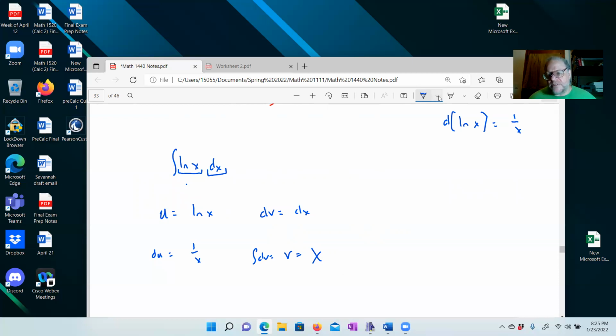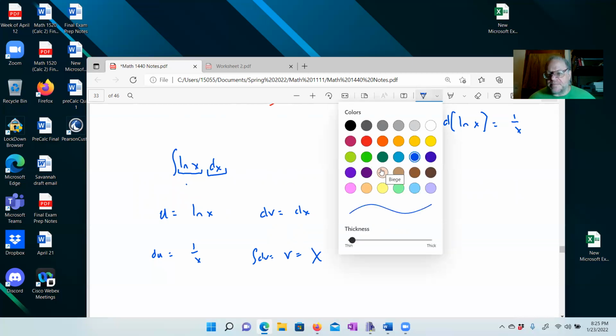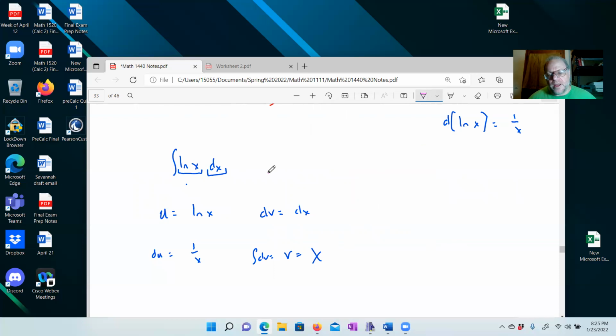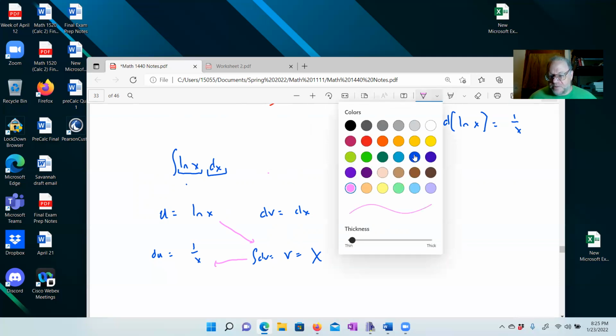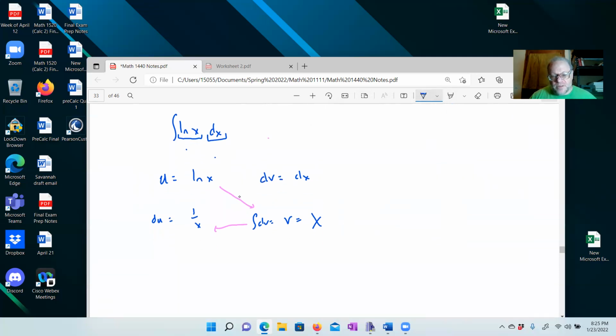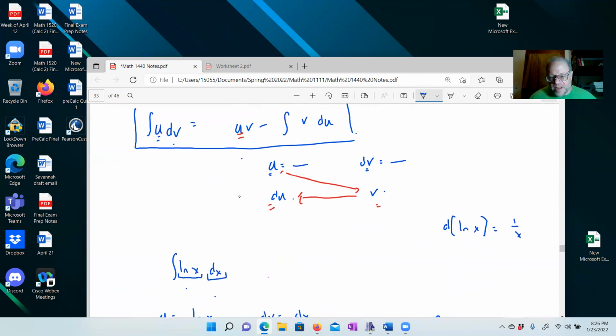So what we're going to do next, now that we have our box set up, is say uv minus the integral of v du. Let's write that down and see what it looks like. So this is x times natural log x, minus the integral. See, we do our values here.